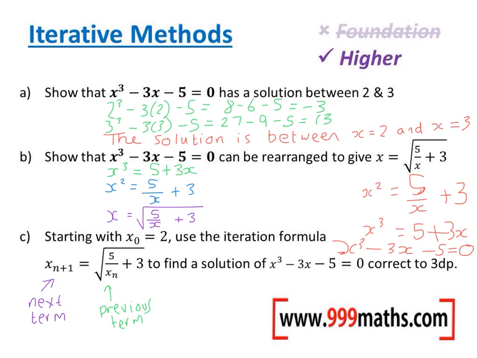So it's telling me that the very initial term is 2. That's the value that we're starting with. So what we're going to do is put that into the equation to work out the next term. So this is the 0th term, or the starting term, so the next term will be the first one.